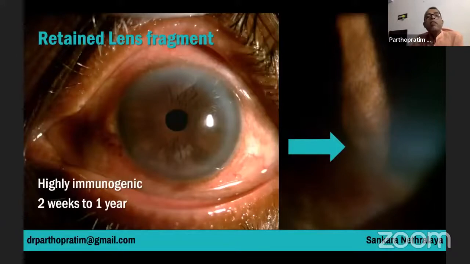Now coming to the retained lens fragment, these are highly immunogenic, but the rate of antigenicity can be variable. It can take 2 weeks to 1 year to show the antigenic response. And it can sometimes be missed in patients with dense arcus senilis. As you can see here, the cause of uveitis was a small lens fragment which was sitting here.